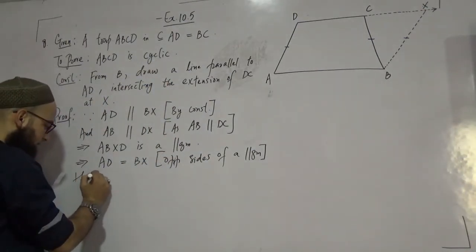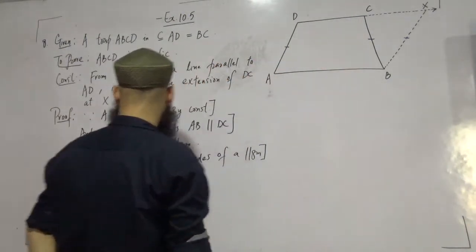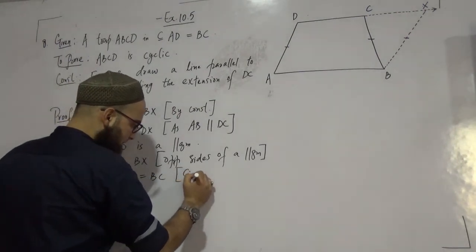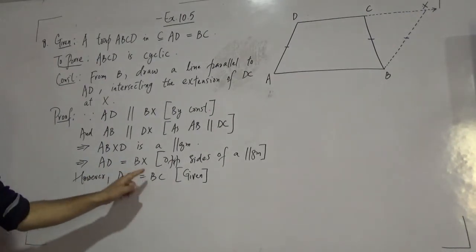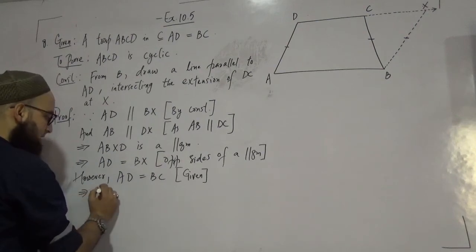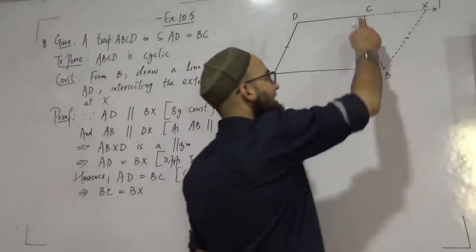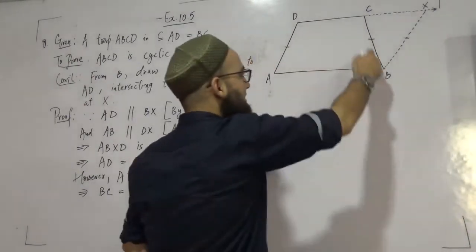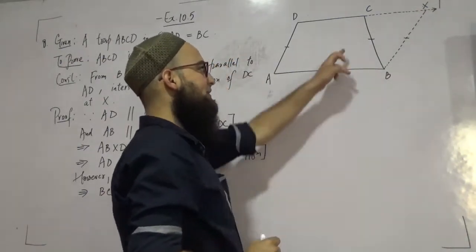However, if you see, it's given that AD is equal to BC. Now if AD is equal to BX and AD is equal to BC, that means BX is equal to BC. Now BC is equal to BX. If BC is equal to BX, that means BCX is an isosceles triangle with two sides equal.